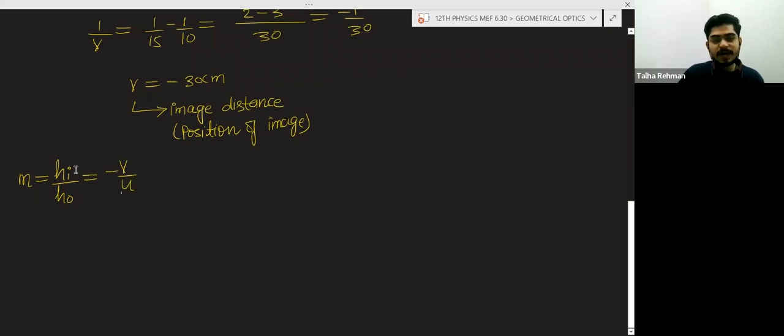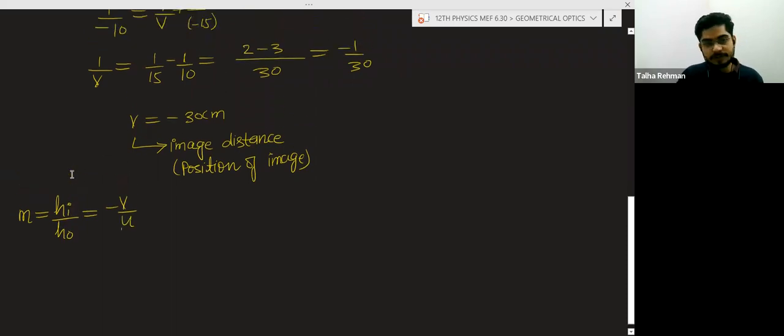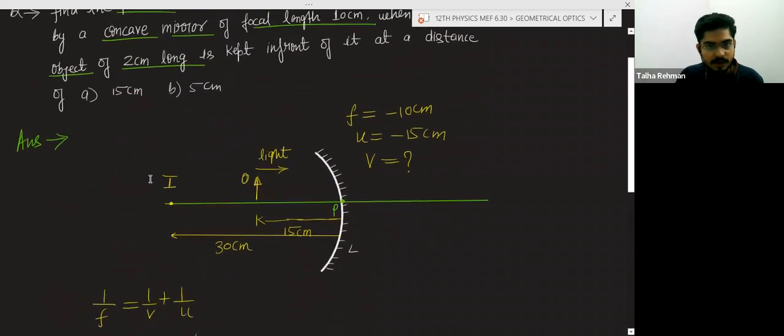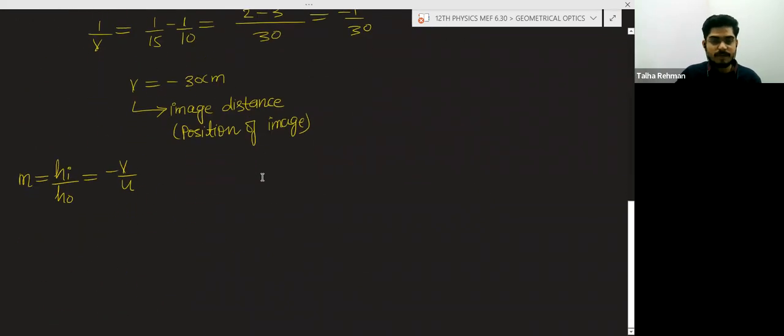So we have only the height of the object, not the height of the image. And the height of the object is 2 centimeter. So the height of the object you will take positive. Why? Because this is above the principal axis. So height of the object is given as plus 2 centimeter. Remember.